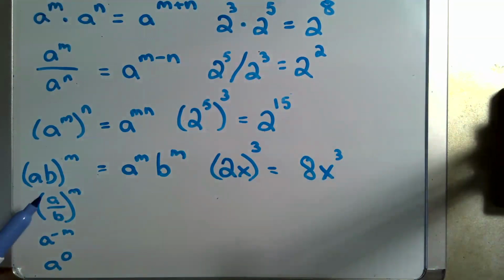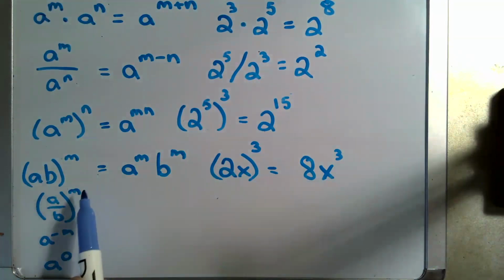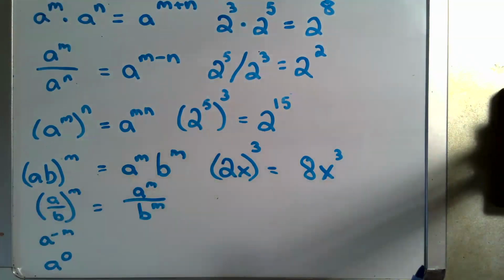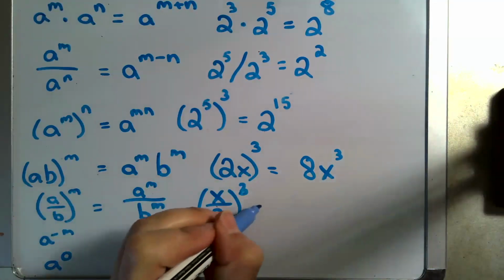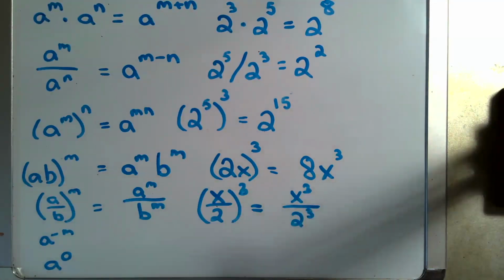Okay, similarly, when we have A over B to the M, we apply that M to each piece. So that becomes A to the M over B to the M. So for example, x over 2 to the 3rd becomes x to the 3rd over 2 to the 3rd, and 2 to the 3rd is 8. Great. Okay, to remind you, A to the negative M.